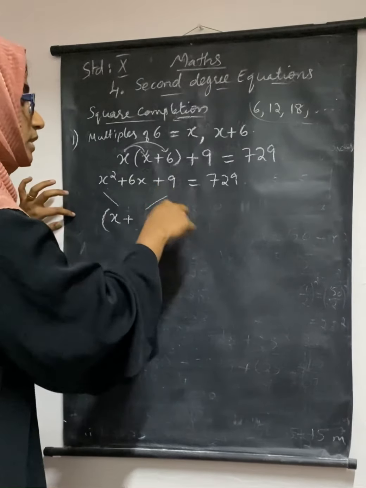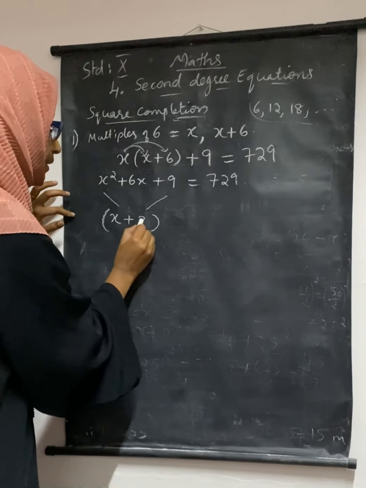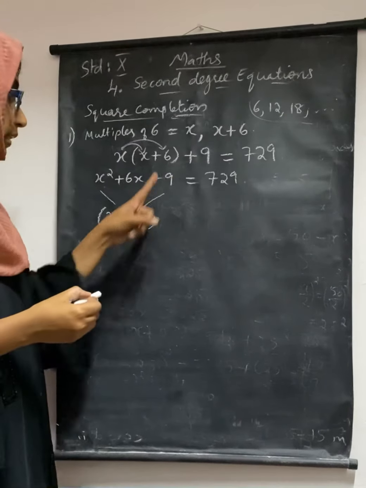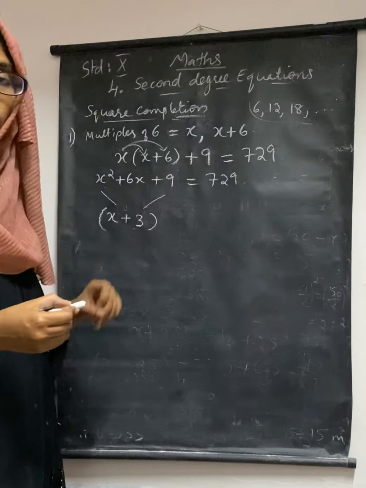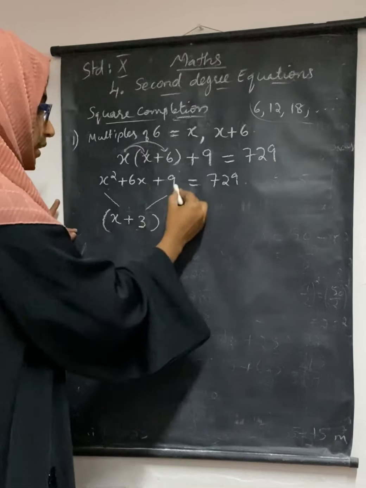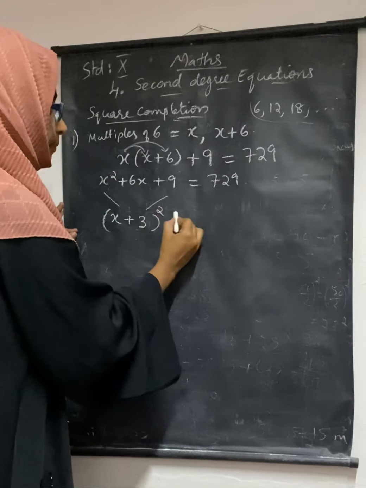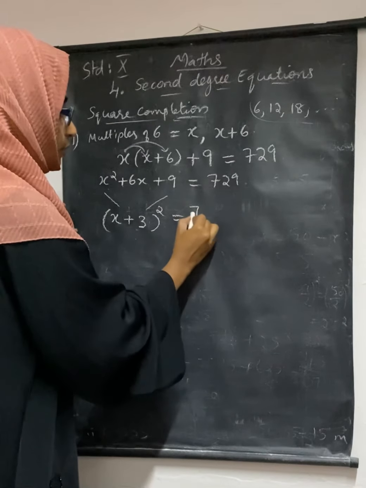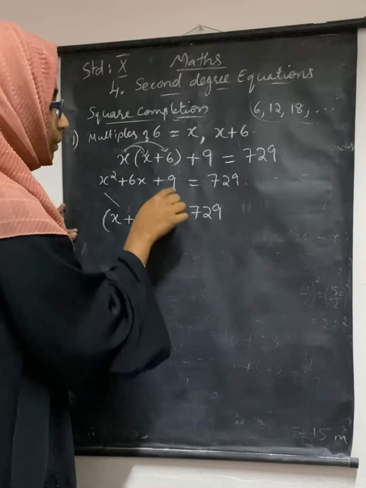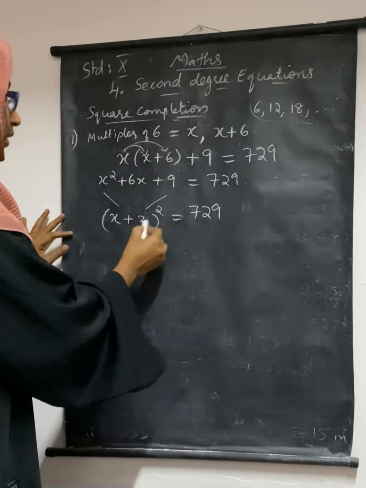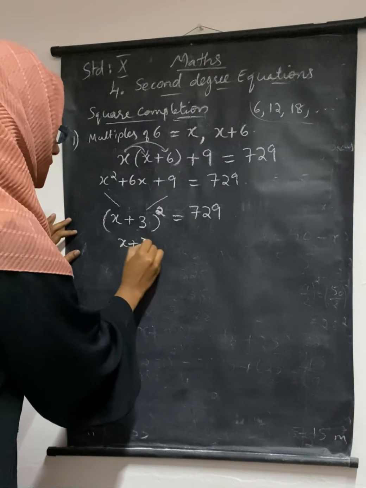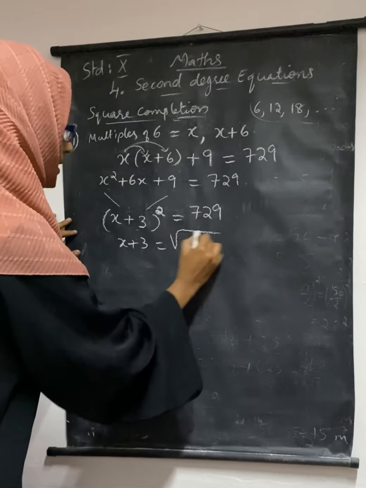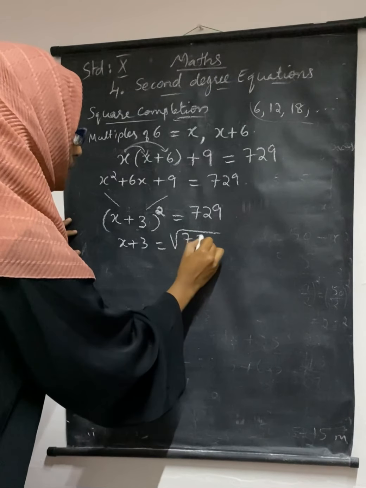So 9 means which number square is 9? That is 3. 3 square is 9, no? So that number I have to write. If it is 9 square, you can write 9. But here 9 square is not there. So 3 square is 9, so that square you have to put here. Now 729, so you don't have to add anything here because it is already given. Now the square: x plus 3 is equal to, the square going that side as square root, 729.